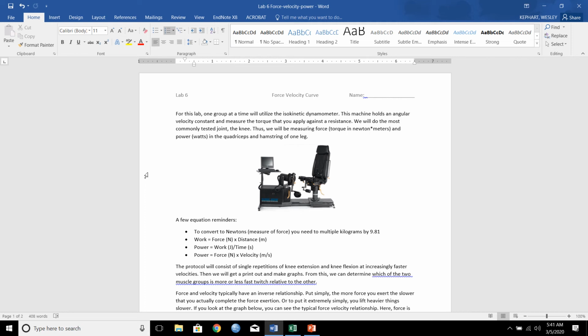But in lab, we're really only going to be doing the most common one, which is knee extension, knee flexion, so quadricep and hamstring. And we're going to be measuring one person in your group, their force output at slower speeds and progressively increase the speed, and we're going to see the force-velocity relationship of this.